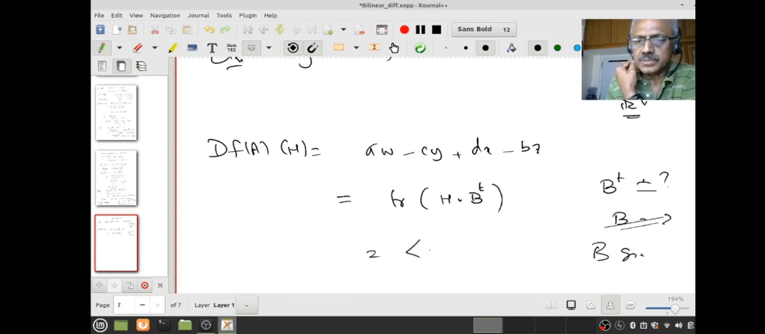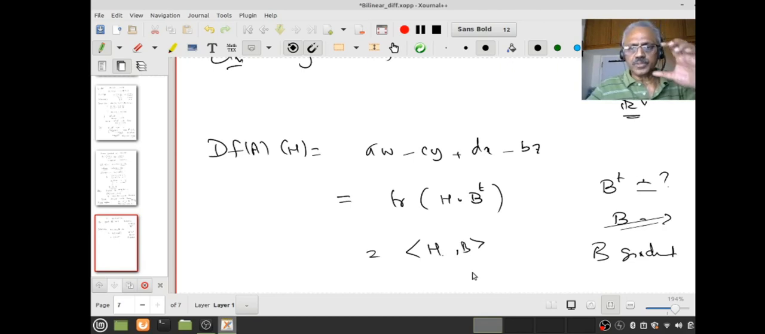Okay, therefore this is H dot B. This B is called the gradient. Are you following what I am trying to do? This should be the dot product with some vector. The dot product is defined as trace of H dot B transpose. That is, H inner product B. Therefore this B is called the gradient.